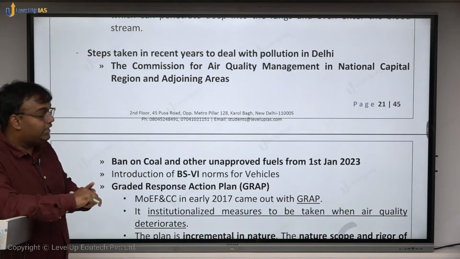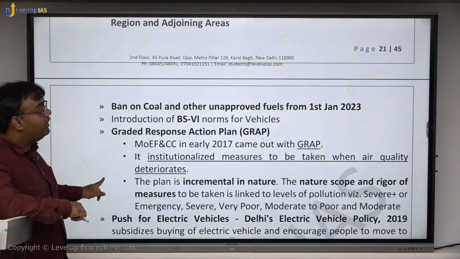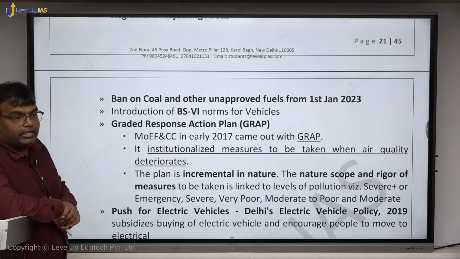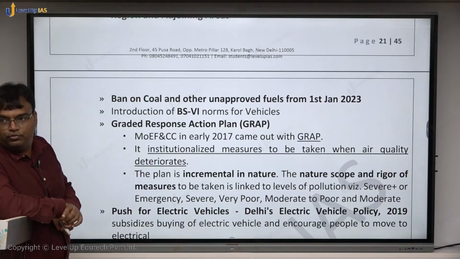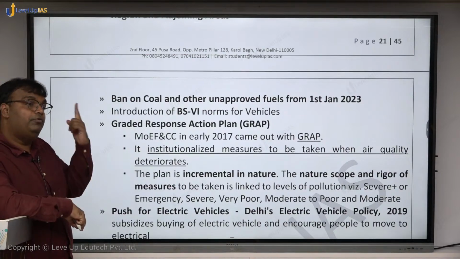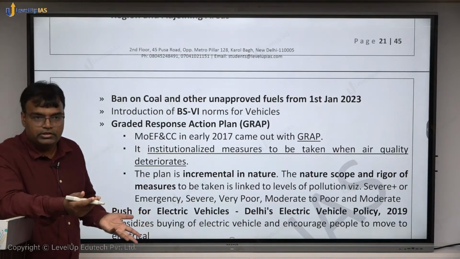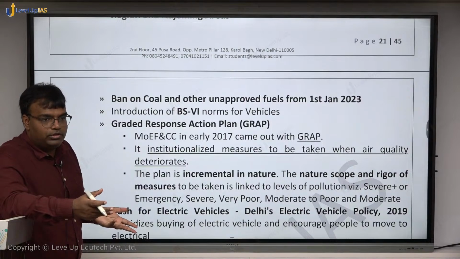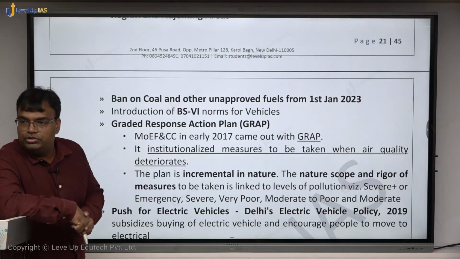We will understand that. Then coal and other unapproved fuel has been banned in Delhi from 1st of January 2000. We cannot use coal or other fuels which have been unapproved. Then BS6 was introduced in Delhi way before it was introduced in the entire country. Now it is applicable throughout the country, but it was introduced in Delhi in 2018.